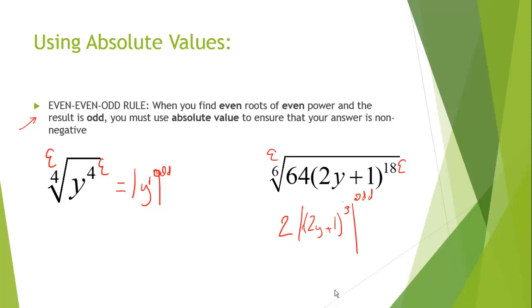You have a couple more examples of these that I want you to try. This is probably the only tricky part of this section, this idea of when to use absolute values. But your key is this rule. Even, odd. Even index, even underneath the radical, odd answer means absolute values.